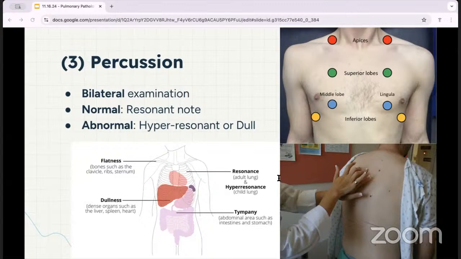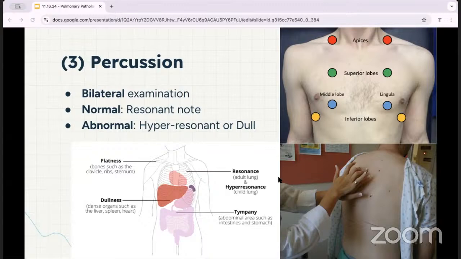In a healthy lung, for normal percussion sounds, you will hear a resonant note, which means that the lungs are full of air. Think of it like the normal sound of a balloon filled with air when you tap on it. When you tap on that balloon, you hear a sound. That's a normal sound. So you can think about it in that way.